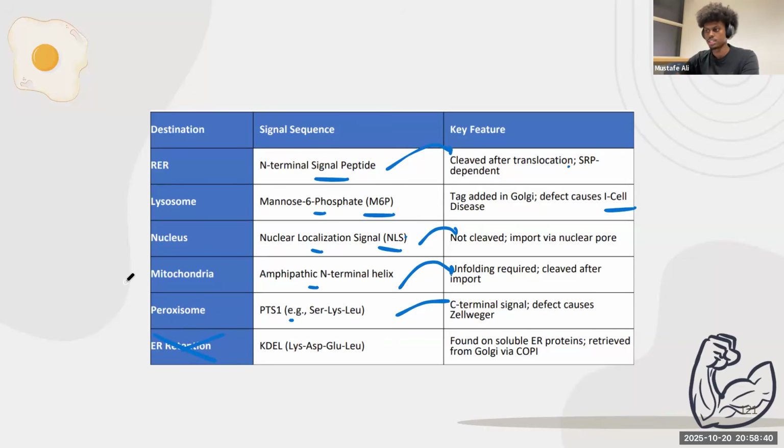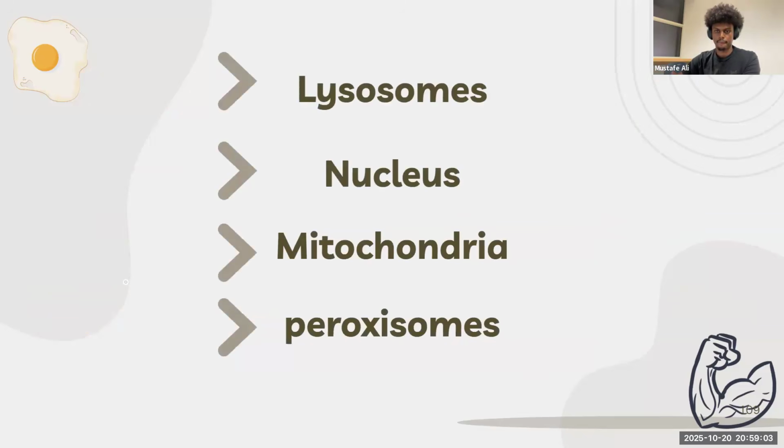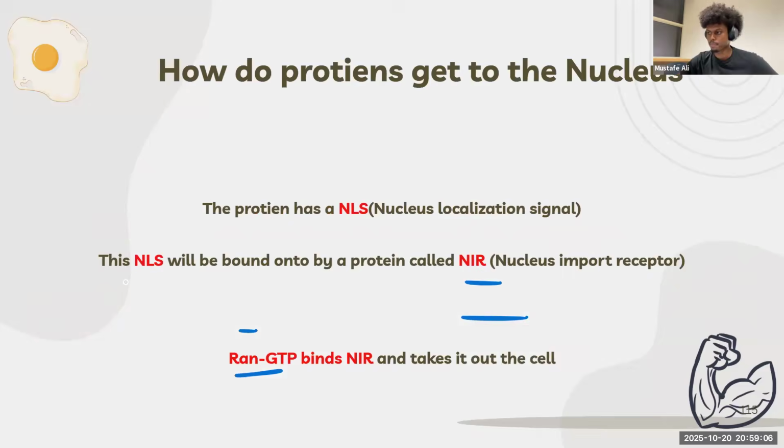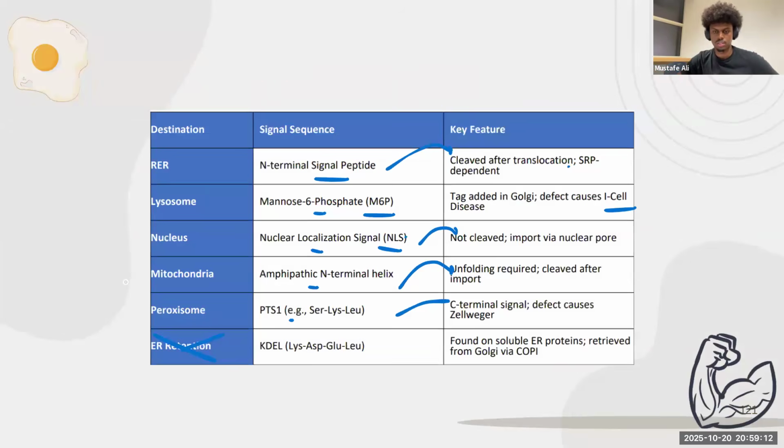Now, NIR is literally just the protein that bound onto the NLS and took it into the nucleus. It acts like a taxi, okay? The proteins that are destined for the nucleus, this NIR takes it into the nucleus. And that's what NIR does. Let me show you a picture to make you understand it. No, you don't need to know about that. Just know that it transports it into the nucleus. Okay?